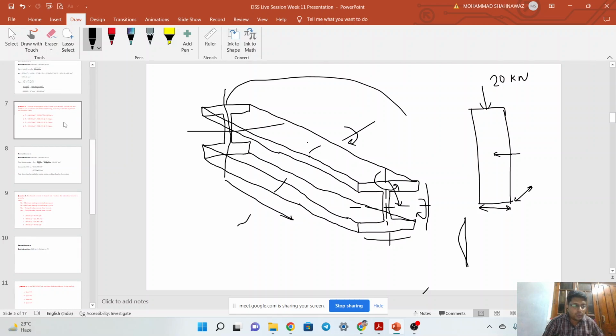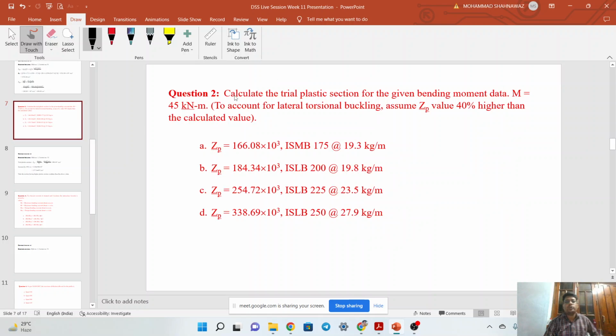Now coming to the second question. Here, calculate the trial plastic section for the given bending moment data. Moment is given as 45 kilonewton meter, and you have to calculate the trial plastic section for this given bending moment. To account for lateral torsional buckling, you also have to take that into account.